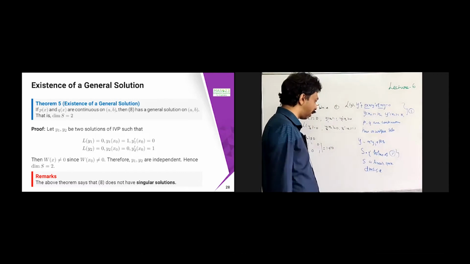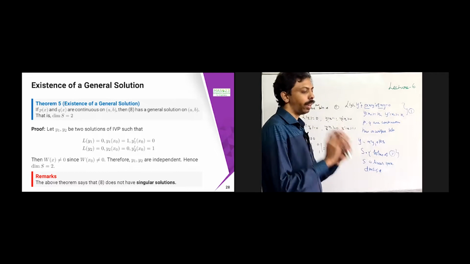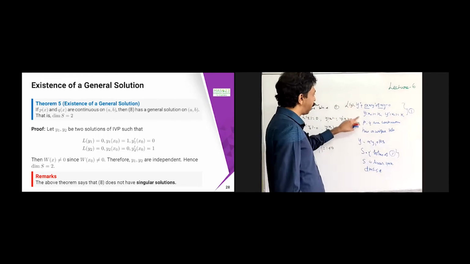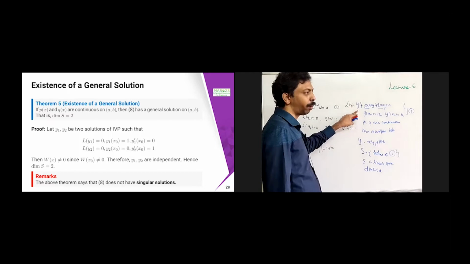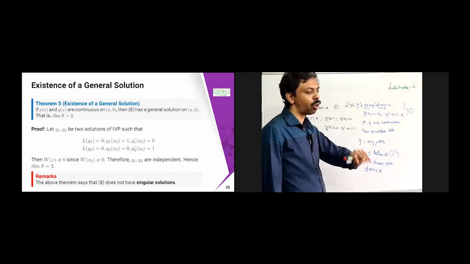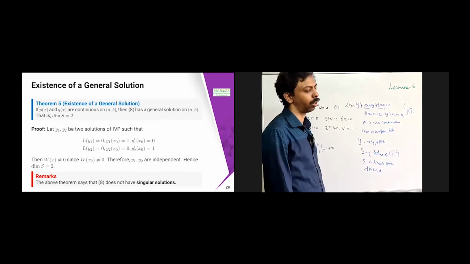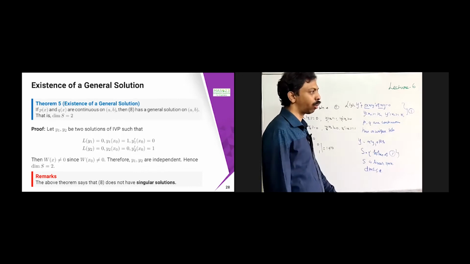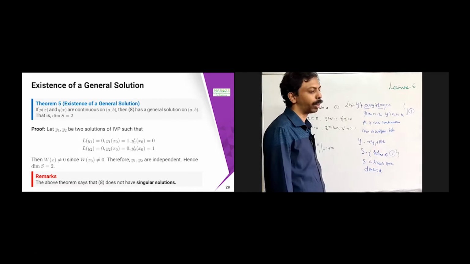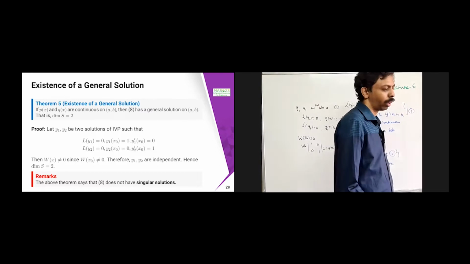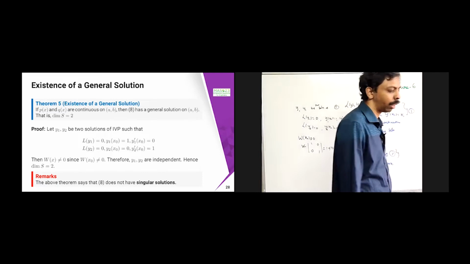So what this theorem is saying is that for the linear ODE with this setup, this IVP does not have a single solution at all. Whatever solution we find can be written in this format only. That is what the theorem says: you cannot find more than this, that means there is no solution outside of it.